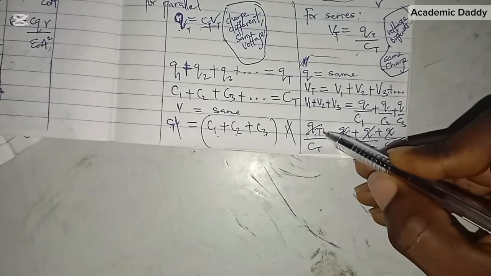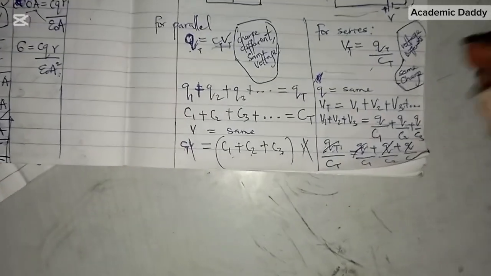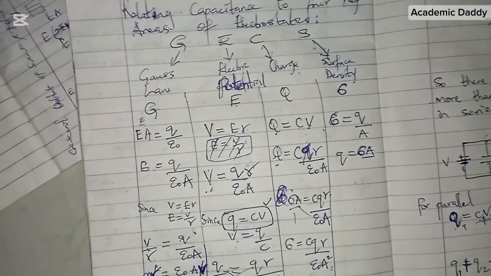So remember, this side is 1 over C total. Same thing. So go through it over and over. In our next class we'll do problems so you understand it better.